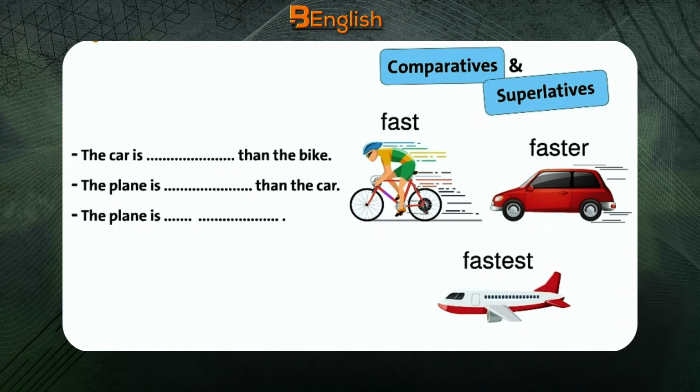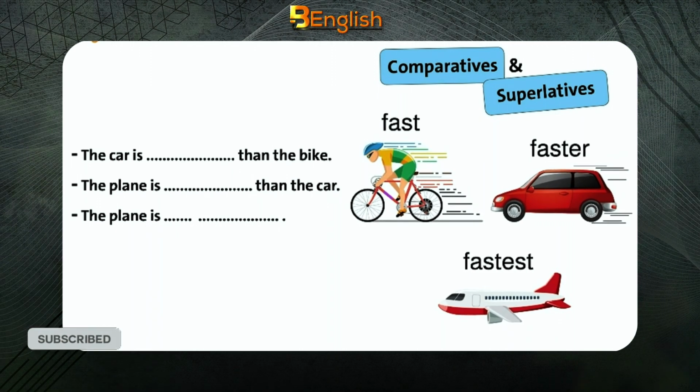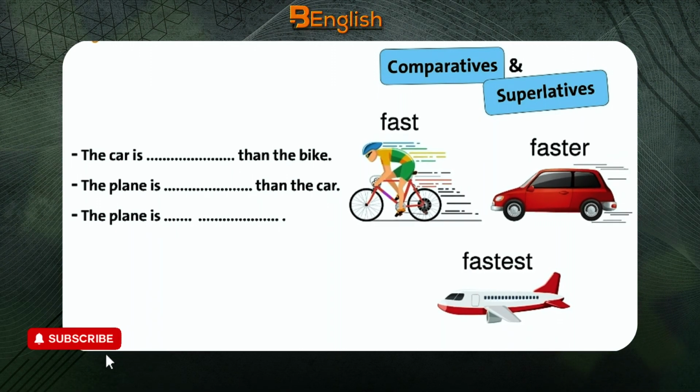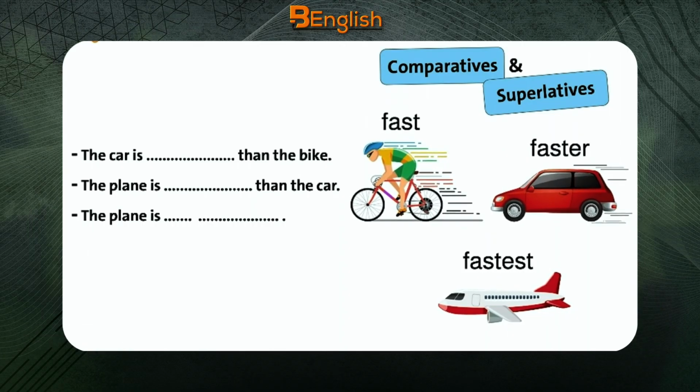Number 3, the plane is the fastest. So in number 3, I use the superlative, صيغة التفضيل. The plane is the fastest. الطائرة هي الأسرع. So with the superlatives, I add the before the adjective, and the adjective has to have est, fast, fastest. So the fastest.